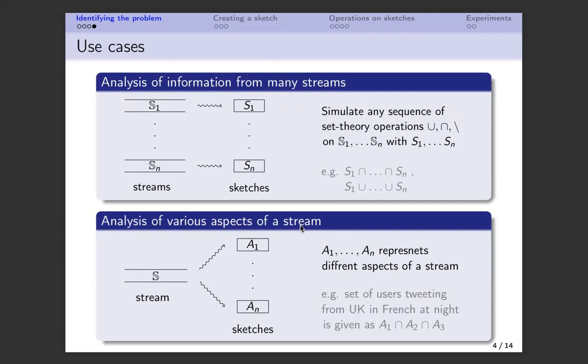We can also collect information about different aspects of a given stream in different sketches. For example, if we consider a stream of tweets, we can ask about the set of users tweeting from the UK in French at night as an intersection of three sketches.